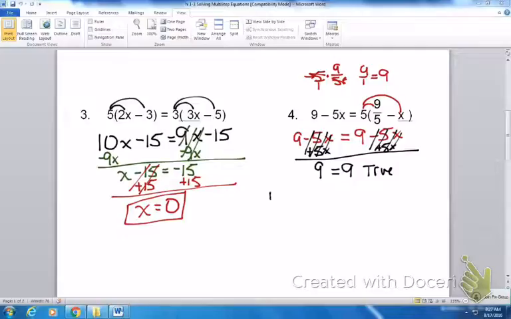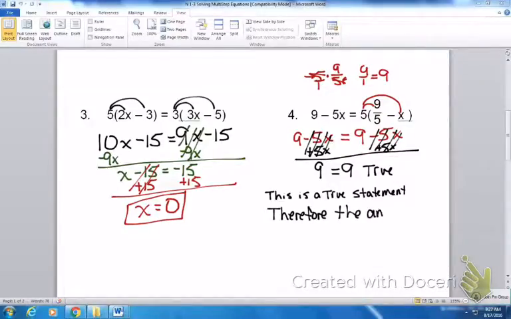We've got a little writing here. This is a true statement. Statements where the variables cancel out, guys, are true. Therefore, the answer is all real numbers. And guys, there's a symbol for all real numbers. If you want to write it out, that's perfectly fine. But the answer is all real numbers.